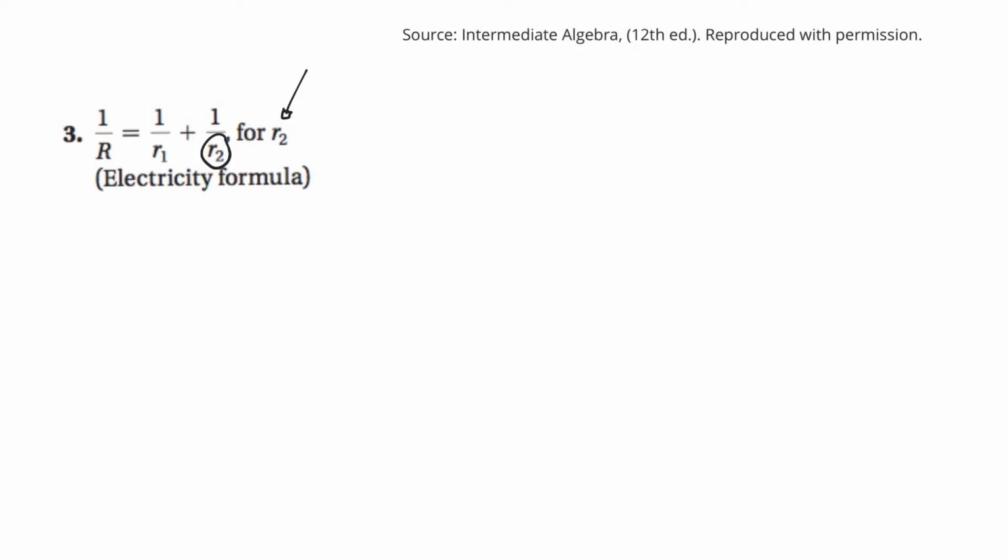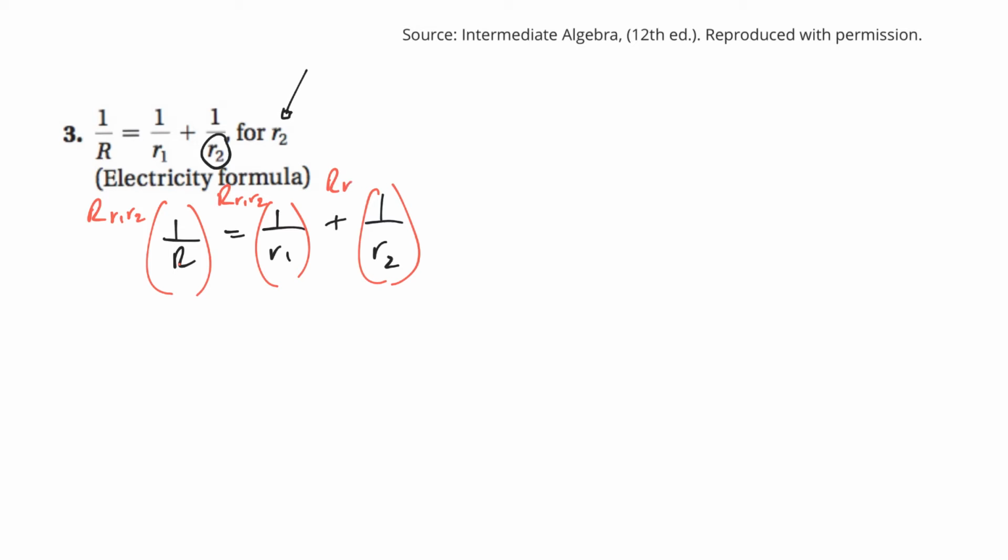There could be other ways, like bringing this to this side and subtracting, and then doing cross multiply divide, but the easiest way to do this would be to find a common denominator and use the I hate fraction rule. So I've got 1 over r equals 1 over r1 plus 1 over r2. The lowest common denominator would be big R, r1, r2. So I'm going to multiply every term by that: r1, r2, this one by r, r1, r2, and this one by r, r1, r2.